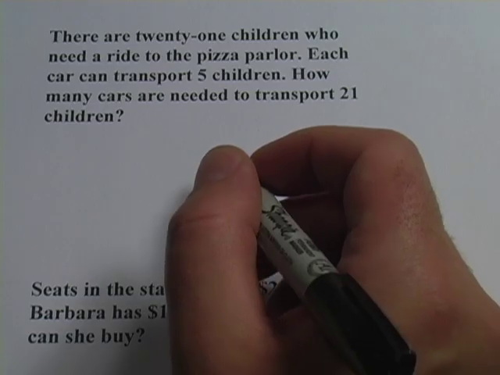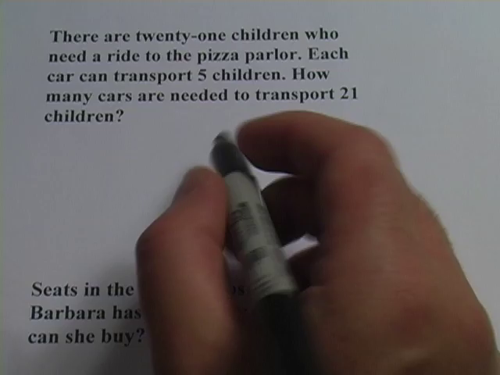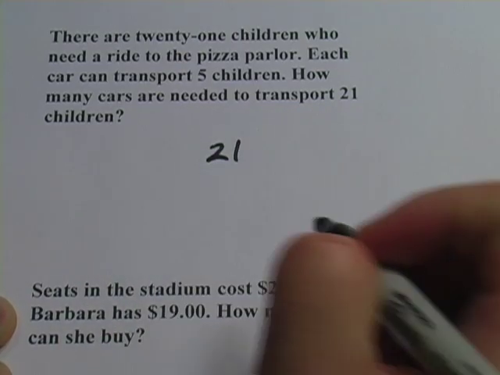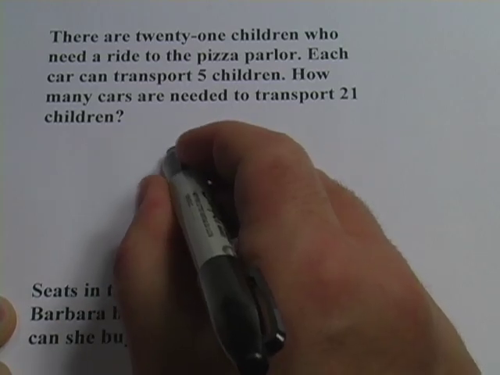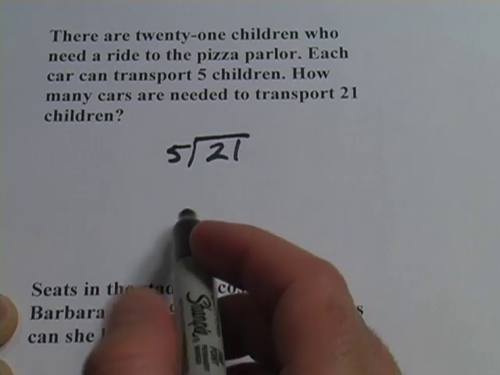If this was in real life, you might ask the kids to count off by 5s or just go stand in groups of 5. But since this is math, we're going to do it as a math problem, and we're going to use division. So we have 21 kids. We need to divide them into groups of 5, so we'll divide by 5. I'm going to practice my long division here.